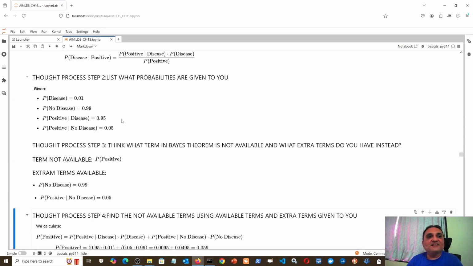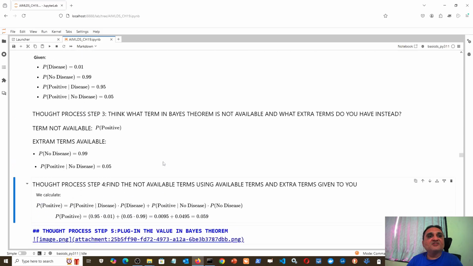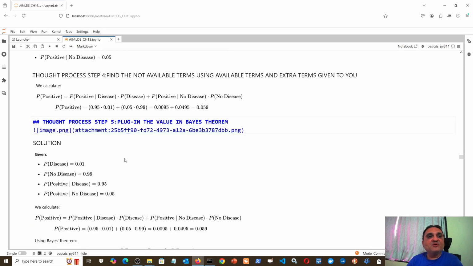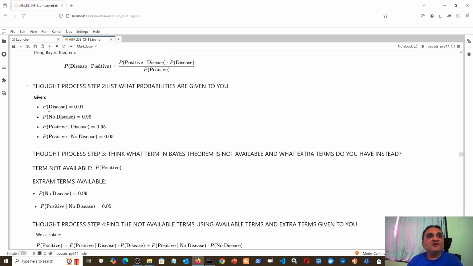So from that sentence, only 1% of the population has the disease, I could find two things. The absolute probability of having the disease, P disease, that is 1% or 0.01, and the absolute probability of not having the disease, that is 0.99. 99% do not have the disease. Okay, and these two on the left side, P positive given disease and P positive given no disease. From which sentence did I find them? I found them from here.